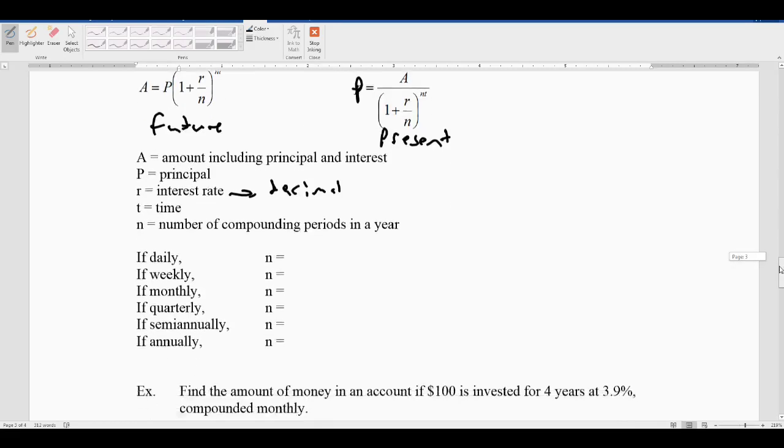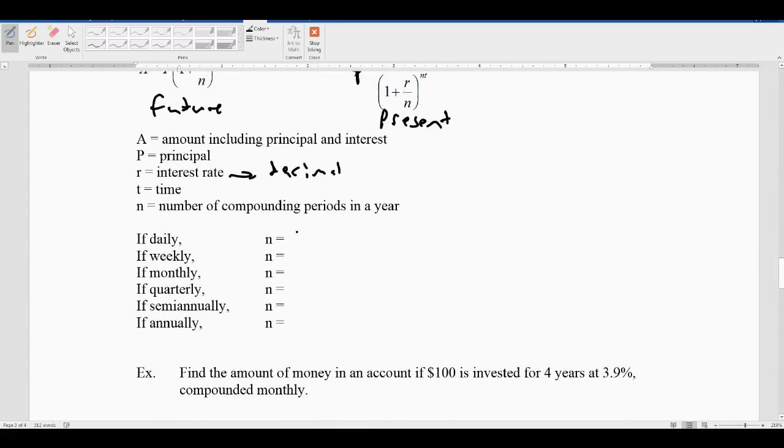And N is the number of compounding periods in a year. So let's look at the N. If it's daily, we're going to use 365. That is not a 6. This is a 6. 365. Unless the book or whatever you're doing says otherwise.